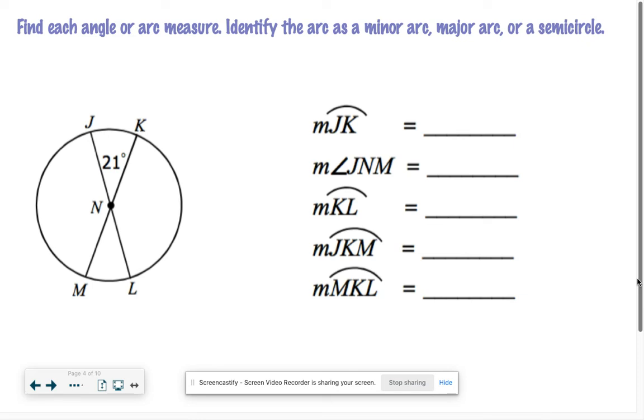We want the measure of arc JK. That's how you know we're talking about an arc. Its measure would be the same as its central angle, so it's 21. And since it's less than 180 degrees, it's minor.